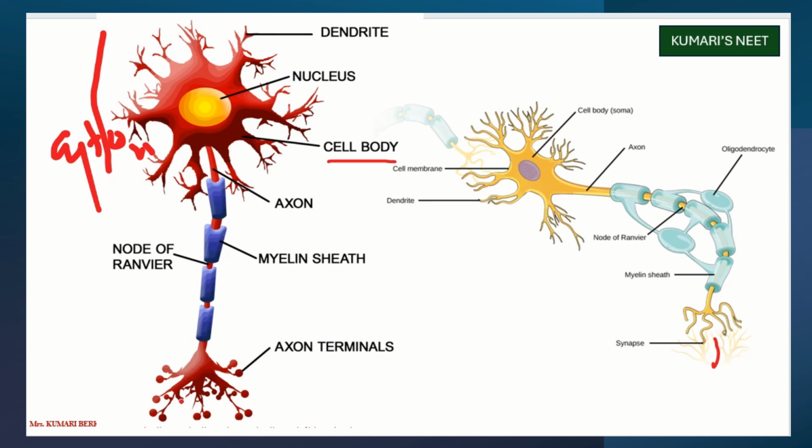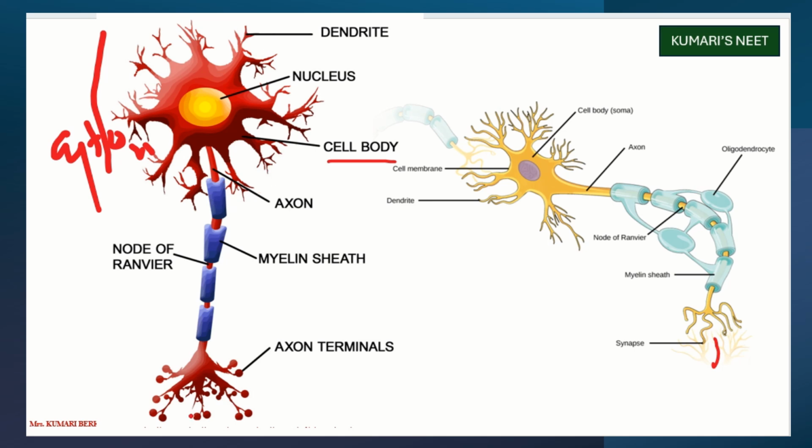There is a long process which is called the axon. The short processes are called dendrites. And this long process is called the axon. And if you see here, it is otherwise called a multipolar neuron. Why is it called a multipolar neuron? In the sense, this has multiple poles, so it is called a multipolar neuron. This is the typical example of the neuron. So how many parts are there? In the sense, cell body, axon, and the nerve terminal or the dendrites.